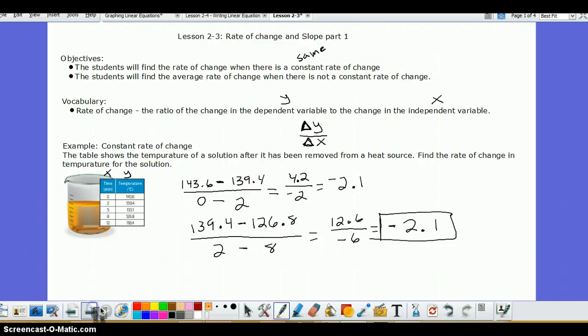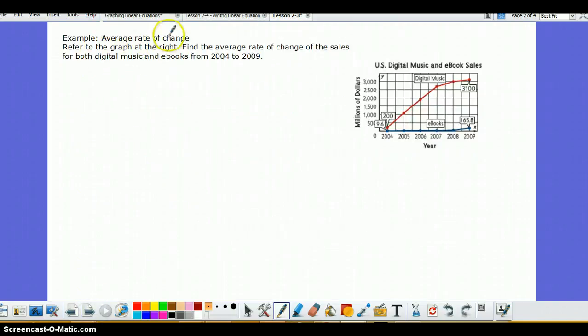Alright, so next example. This one's now going to be an average. It's like driving in a car. If you drive in a car, you're not always going to be 60 miles per hour. But if you go 360 miles in 6 hours, your average rate of change was 60 miles per hour. So it says refer to the graph at the right, find the average rate of change of sales for both digital music and ebooks from 2004 to 2009.